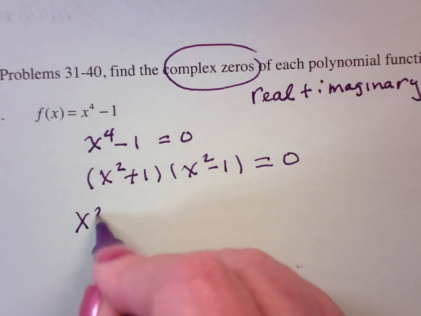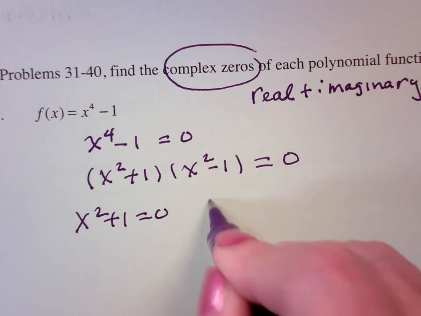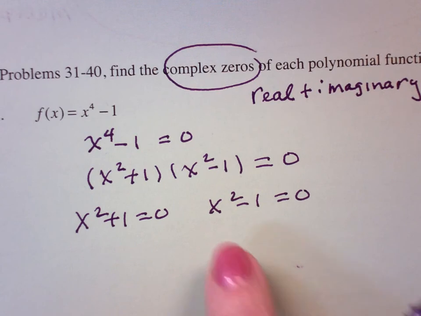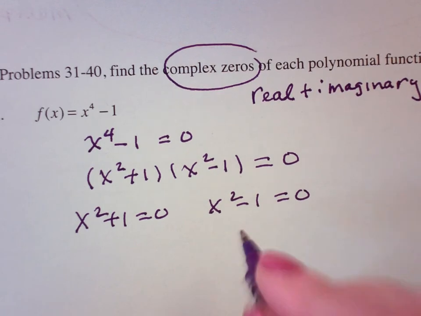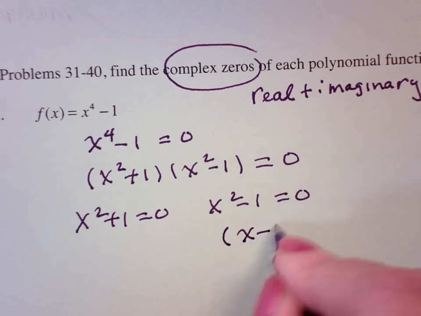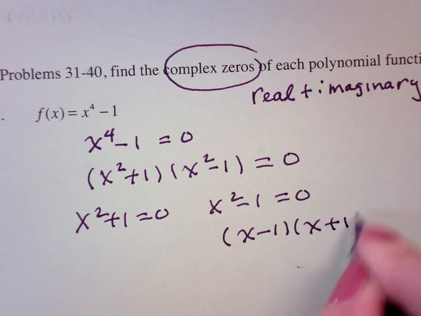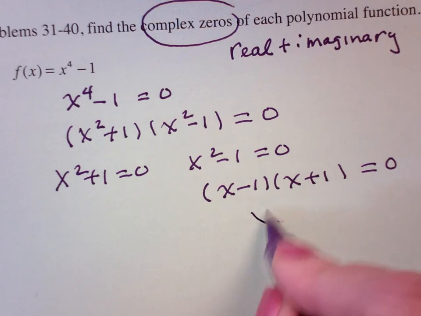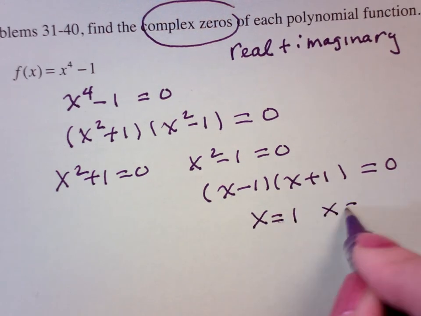This says that x squared plus 1 equals 0. x squared minus 1 equals 0. We can factor this one if we choose to. This would be x minus 1, x plus 1. It's also the difference of two squares. So I get that x is 1, x is minus 1.